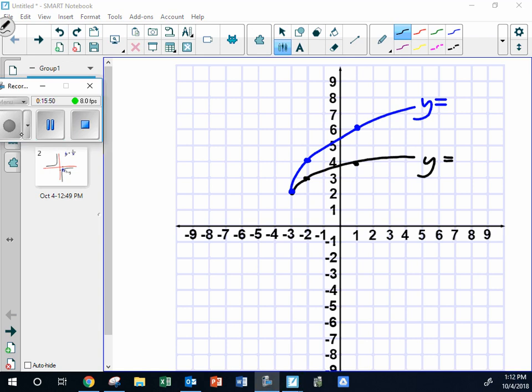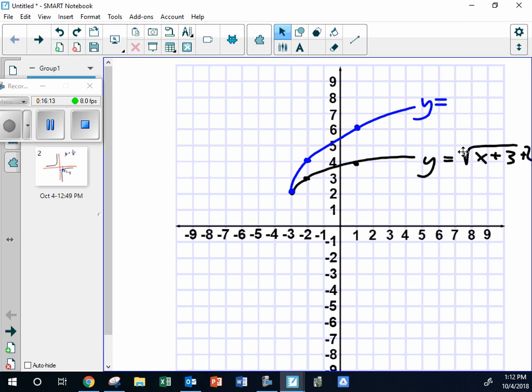Okay, the easy one. It's a square root function. It's been moved 3 to the left. It's been moved up 2. Notice that's on the outside. And it hasn't been stretched or flipped, so that's pretty much it. Raise your hand if you had that one right. Okay, that's easy level. X plus 3, and then outside plus 2.